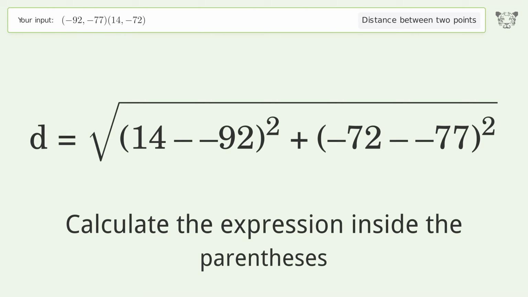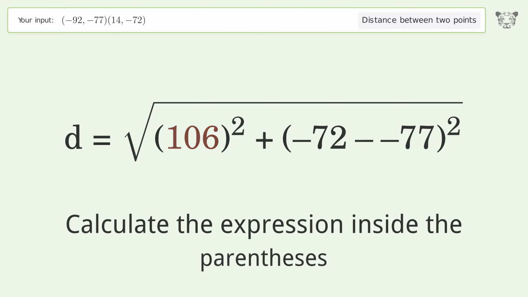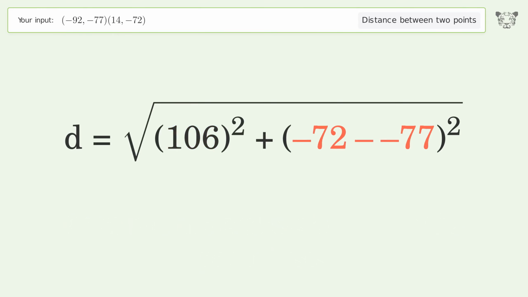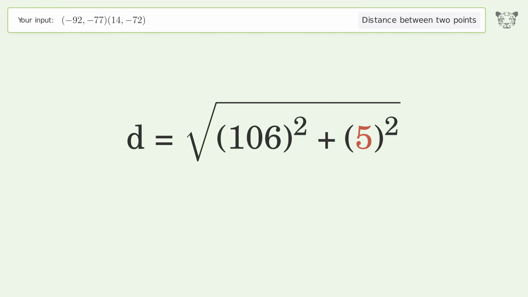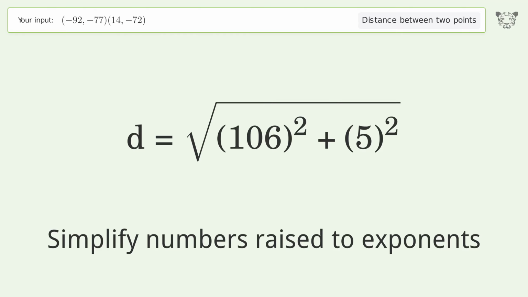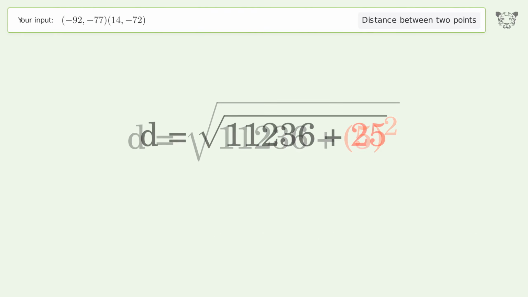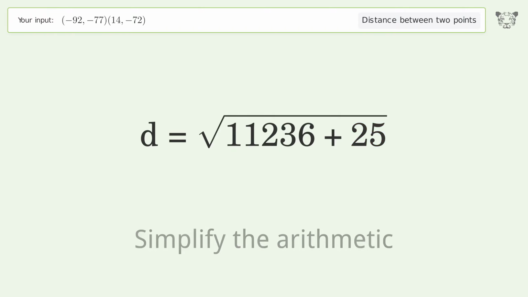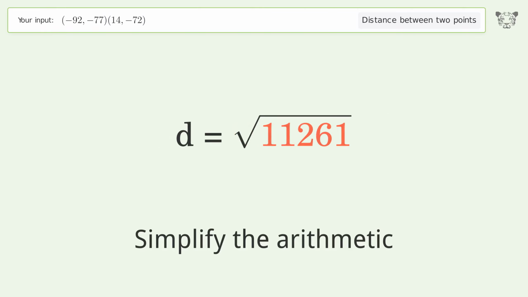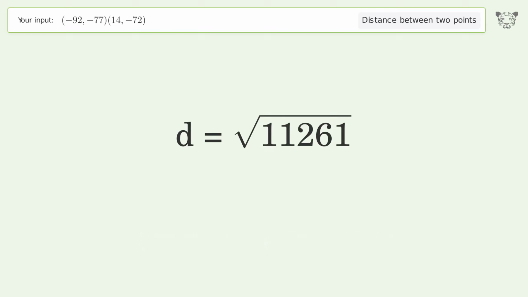Calculate the expression inside the parentheses. Simplify numbers raised to exponents. Simplify the arithmetic. And so the distance between the 2 points is the square root of 11,261, or 106.118.